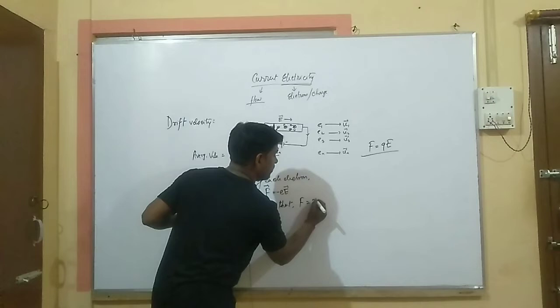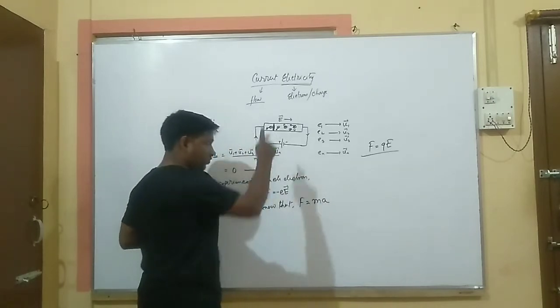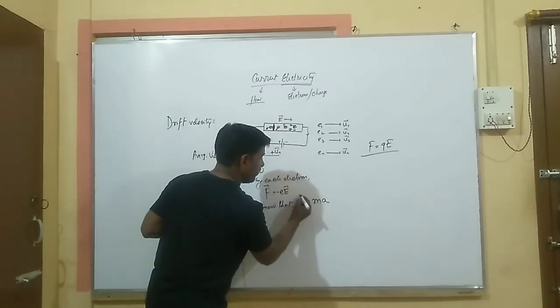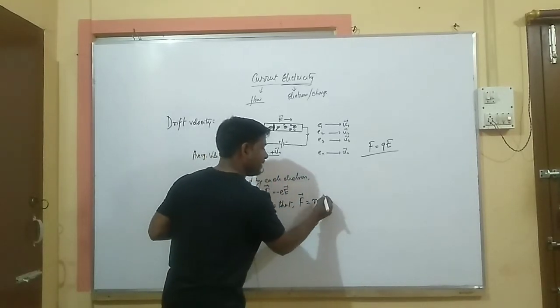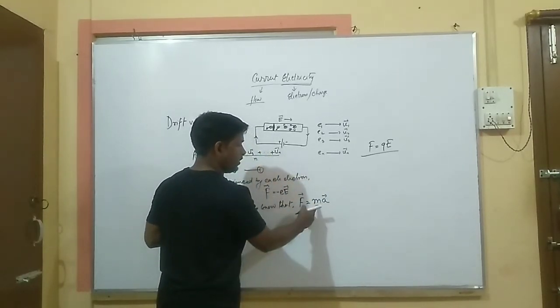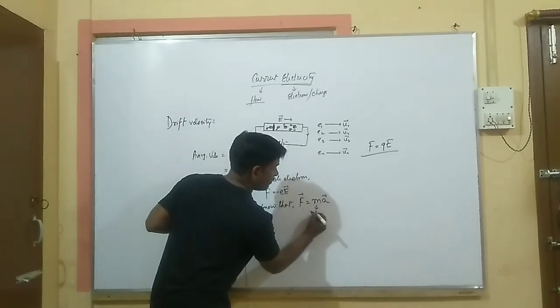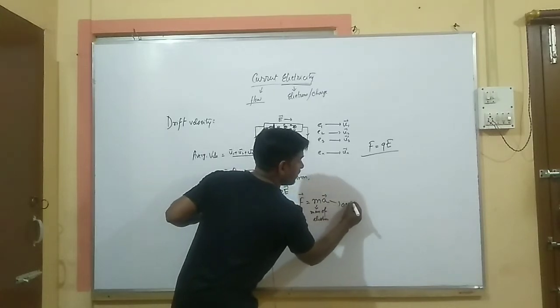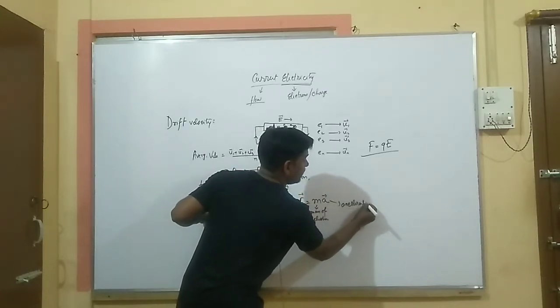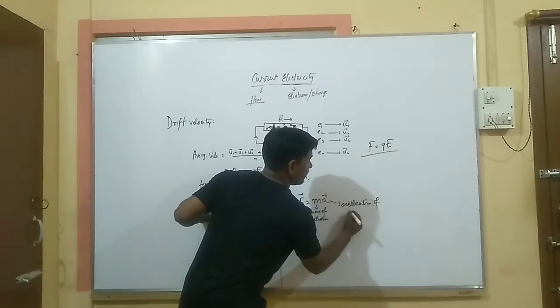F equals ma. For a single electron here, the magnitude of force can also be expressed as F equals ma, where m is the mass of electron, and a is the acceleration of electron.